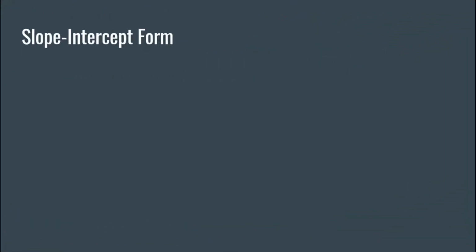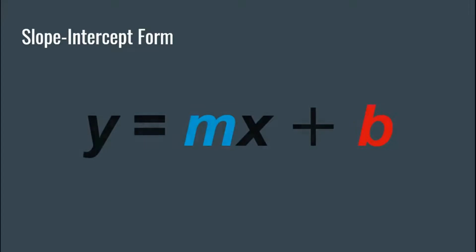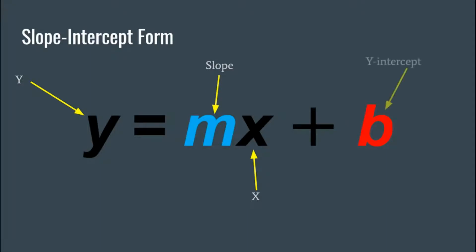Okay, so at one point or another, you may have seen something that looks like this. So let's go over the parts. This is your y, y stays y, x stays x. M you've seen before, that's the notation we use for slope. The new thing is this b right here. This is our y-intercept. So the y-intercept is the point on the graph where it crosses the y-axis.